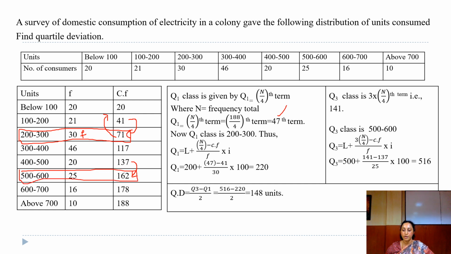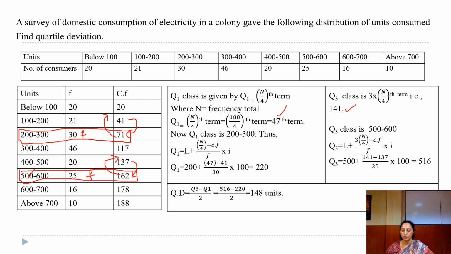So now in order to find Q3 value, we shall use the formula L plus (3 times n by 4 minus CF) divided by F, multiplied with the class interval. CF is the cumulative frequency preceding the Q3 class. F is the frequency of the Q3 class. So substituting all the values, here lower limit is 500 and then 3 times n by 4, already we got it as 141, minus cumulative frequency preceding the Q3 class, 137, divided by frequency of the Q3 class, 25, multiplied with 100. Upon solving this, we get 516 as the Q3 value.